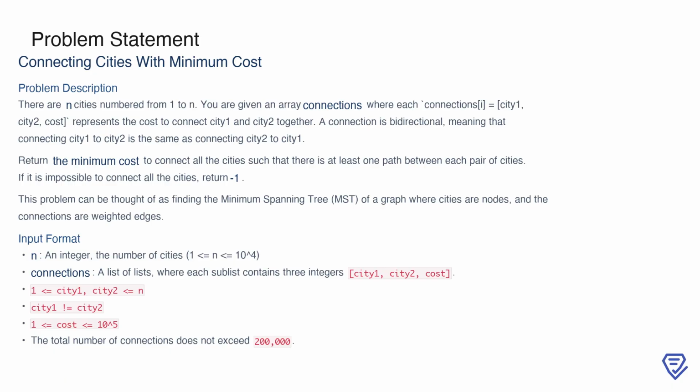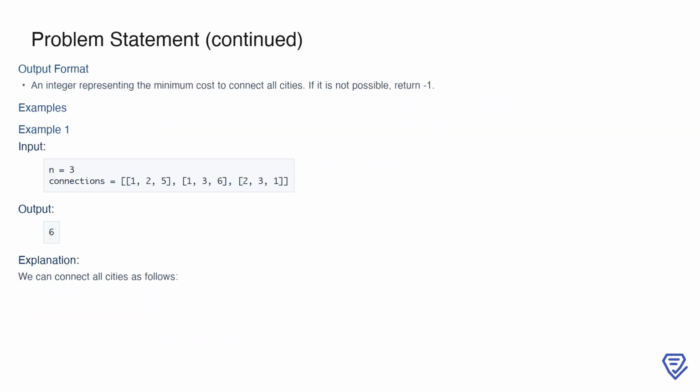This problem is fundamentally about finding the minimum spanning tree, or MST, of a graph. Here, the cities act as nodes, and the connections are weighted edges of the graph. The MST ensures we connect all nodes with the minimum total weight while avoiding any cycles. The output is a single integer that represents the minimum cost needed to connect all the cities. If it is impossible to connect every city, meaning some cities remain isolated, we return -1.